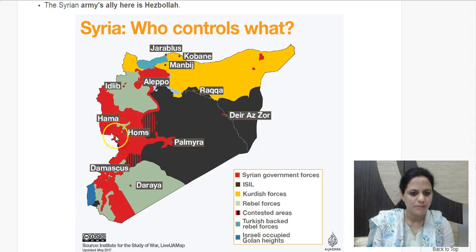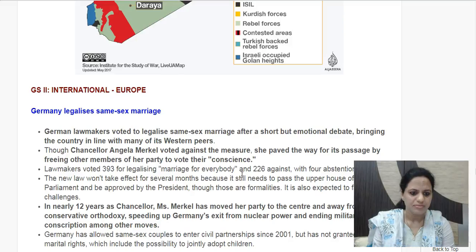This is the Syrian government having control over this region. This region in light gray is in the hands of rebels who are against the Bashar al-Assad regime in Syria. The dark gray region is where Islamic State has control, and this region is where the Kurdish forces are in control. And this region belongs to Syria, but it is with Israel. This is called the Golan Heights. It's famous and you should know about it.